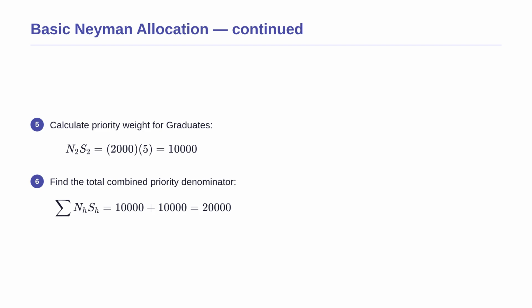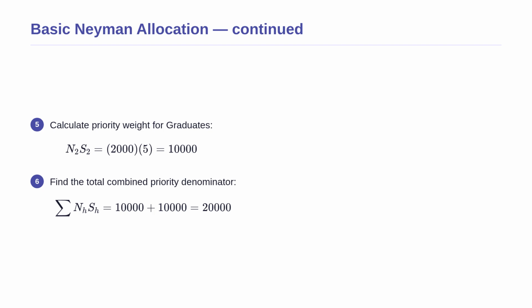Continuing with our calculation, we next find the weight for the second group, the graduates. We multiply their larger population size of 2,000 by their smaller diversity score of 5. Interestingly, this also gives us a value of 10,000. Even though there are twice as many graduates, they are twice as consistent, so their overall priority weight ends up being exactly the same as the undergraduates.